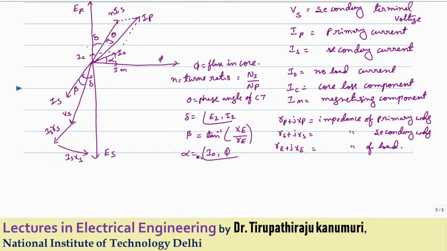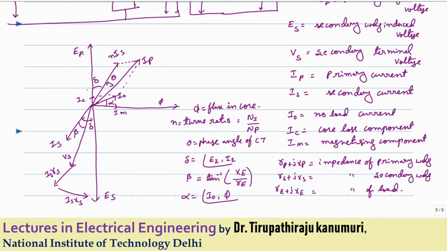And similarly, I am defining one more term, alpha. That alpha is the primary side angle between the flux or Im and I0. So this angle is called the no load angle. Now the current Is referred to the primary side, I am writing as N times Is, because it will be transformed according to the turns ratio. So N times Is plus I0 gives your total primary current.